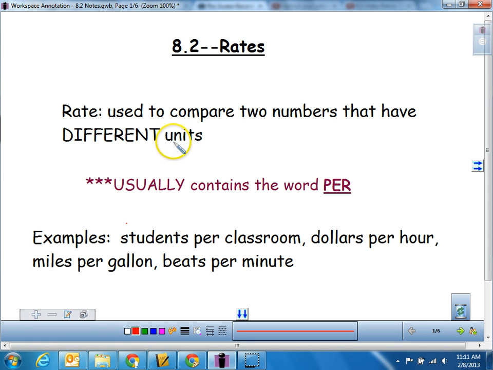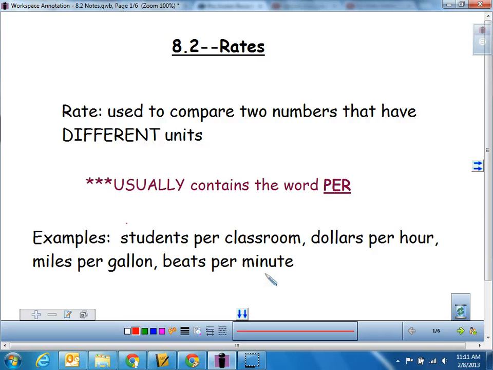And you're probably very familiar with these. They usually contain the word per. So for example, students per classroom, dollars per hour, miles per gallon, beats per minute. I want you to try and think of at least three other rates that you are familiar with.